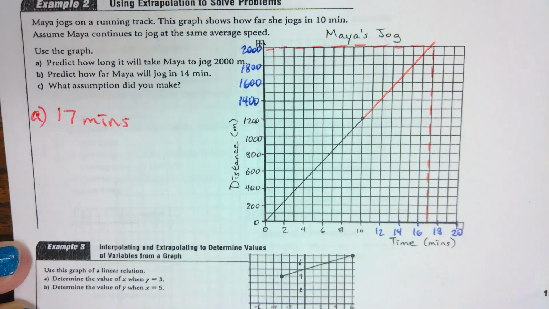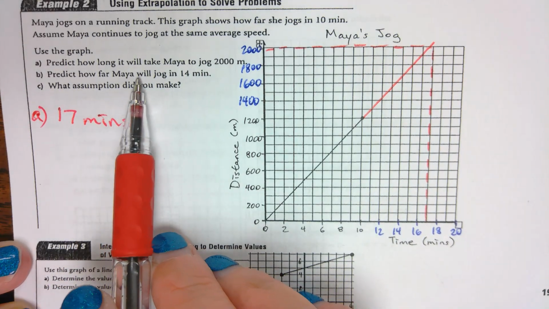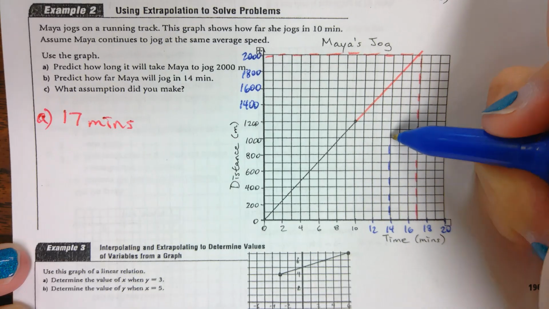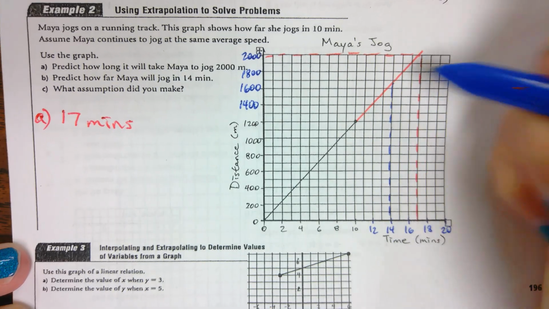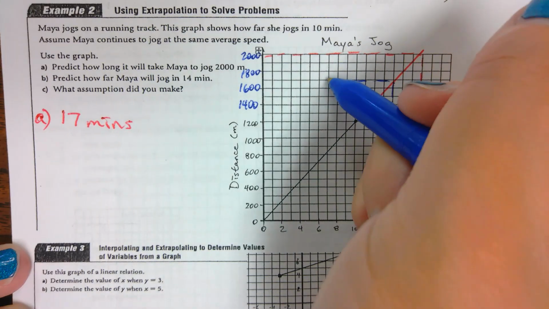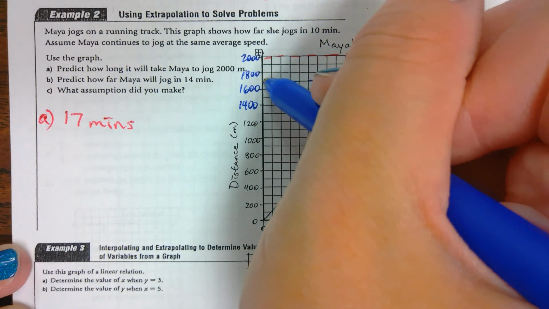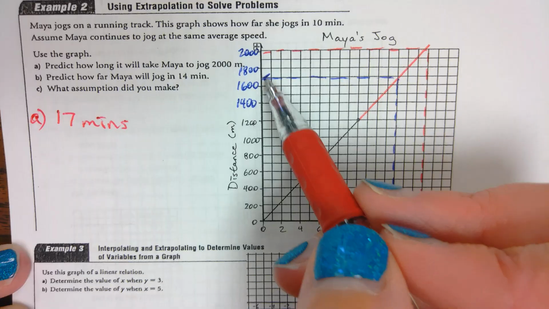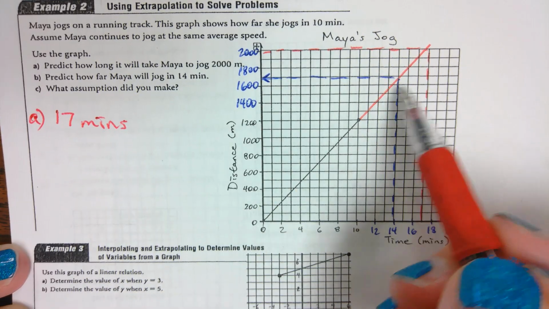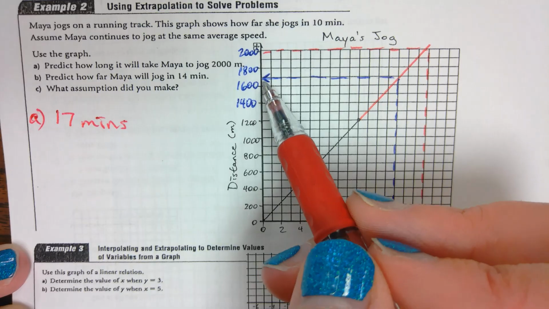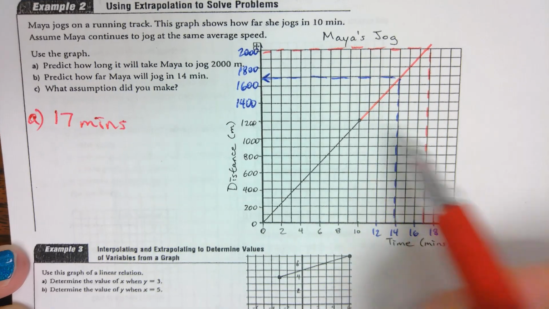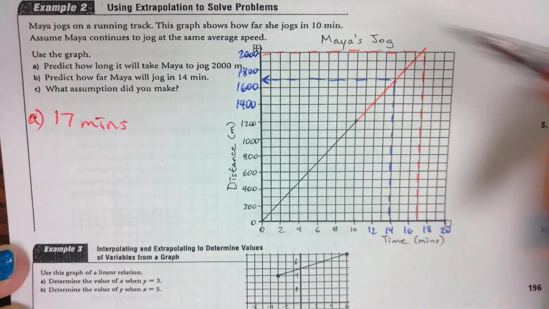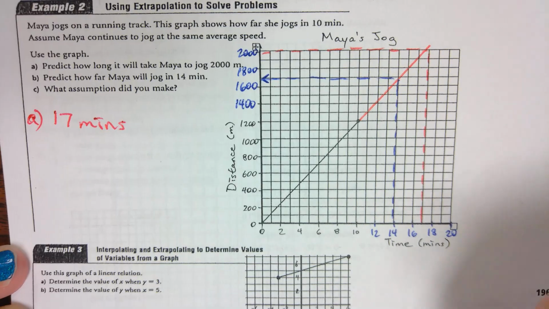Okay. And predict how far Maya will jog in 14 minutes. So at 14 minutes, I'm going to go up to my graph again, my extended line, and then go across. On the assignment tomorrow, if you're off by a little bit, it's fine. If you said something like 1,000, obviously that's wrong. But if you say something about 1,600 or 1,800, that's fine as well. So here, after 14 minutes, it looks like Maya's gonna have ran 1,700 meters.